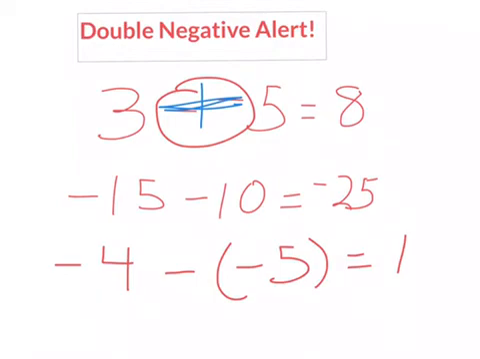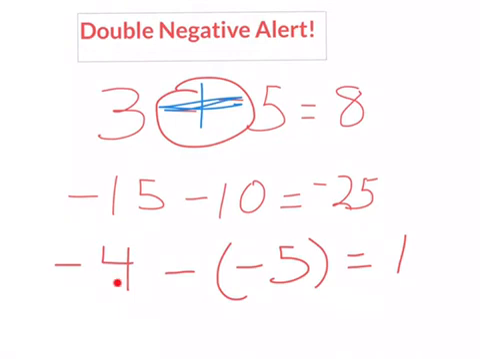For the second problem, right here, I see negative 15 minus 10. So this would be a negative 15. And I'm going to use the subtraction sign and call it a negative. So that makes the 10 a negative. So I have negative 15 and a negative 10, both on the same team. So I have negative 25. This is not a double negative because there is a number in between. So this is not a double negative alert problem.